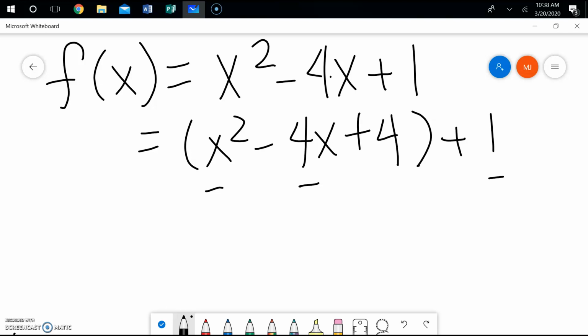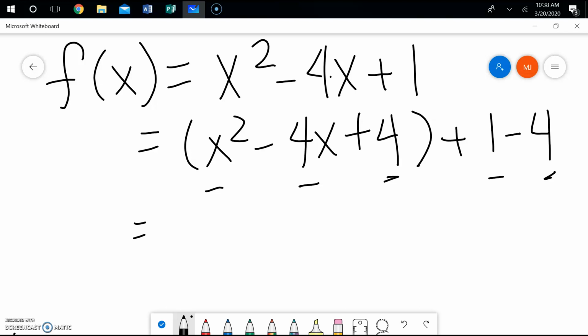Unlike completing the square we did before, where you would move your constant to the other side, this time our constant is still on the same side as the rest of our equation. So instead of adding 4, we're going to subtract 4. This balances out our equation so that we will not change the value of it. 4 and a -4 give you 0, so I'm not changing the value of this equation.